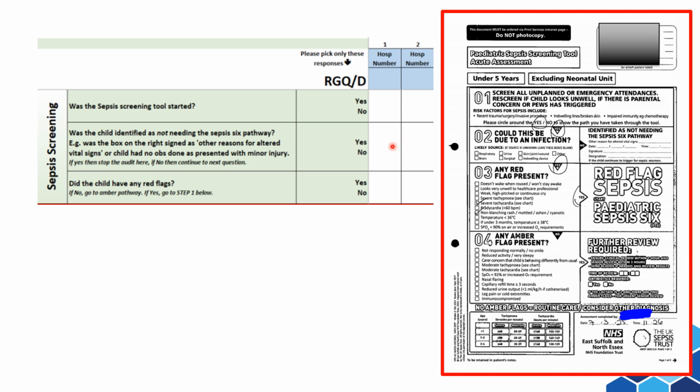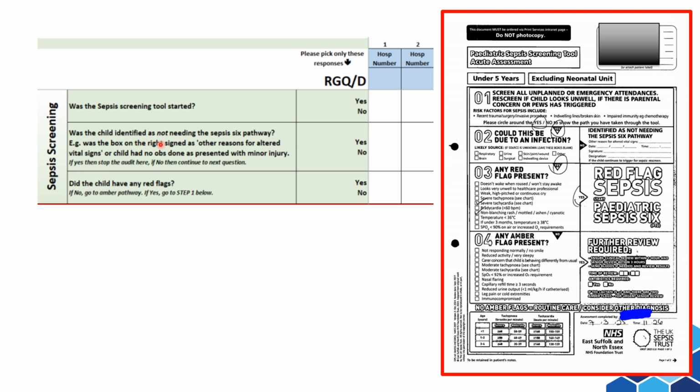So next question you're going to ask is, was the child identified as not needing the Sepsis 6 pathway? So you're going to look at your tool here, so you can see they've gone through here, they've gone to the question of, could this be due to infection? And actually, let's say, for example, they've marked no, they've identified as not needing the Sepsis 6 pathway. So if this box is filled out, it means you answer in here as yes.